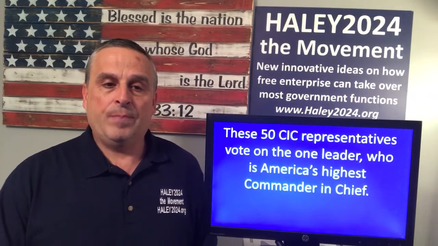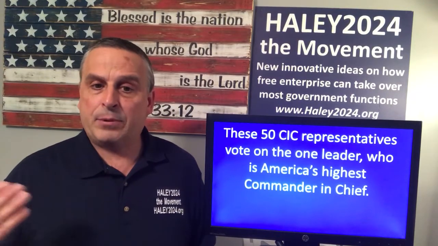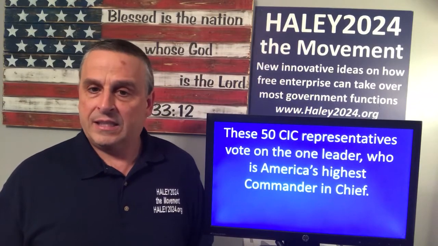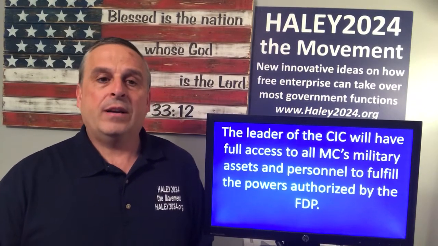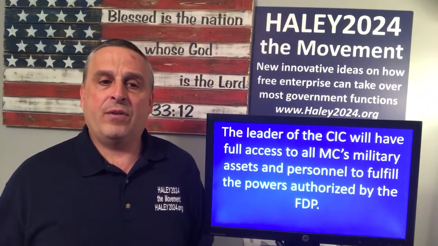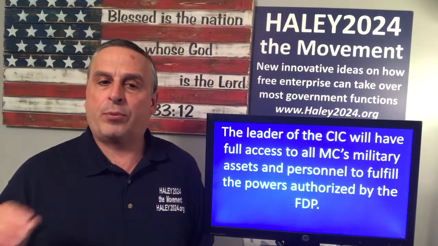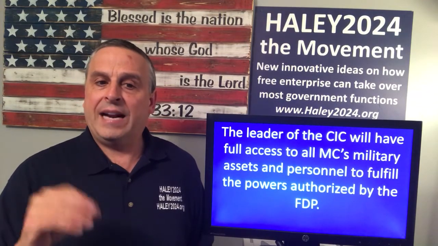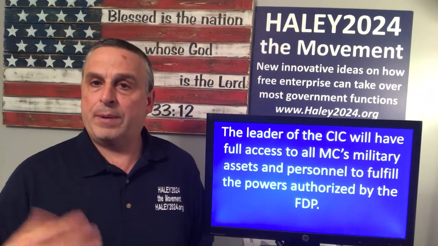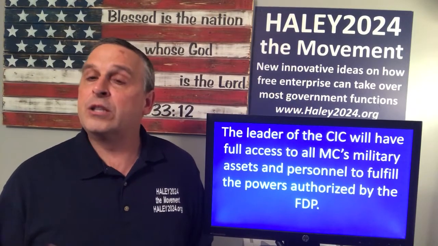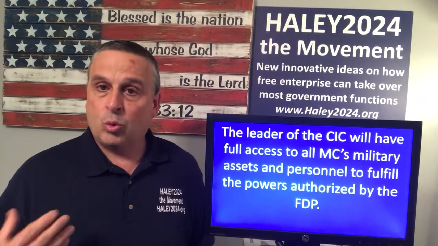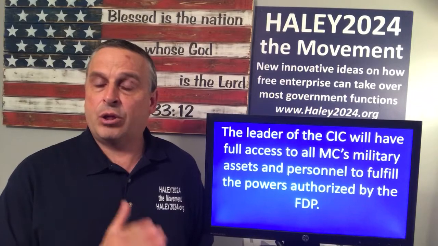Okay, let's keep on going. These 50 CIC representatives vote on the one leader, the top commander-in-chief. We're going to call him the president if you wish, but we'll just call him the top CIC. Okay, the leader of the CIC will have full access to all military corporations' assets. These military corporations, called MCs, they're military assets. He has the full ability. If he needs it, he's allowed to use the aircraft carrier, the planes, the tanks, the personnel. He can order them around as long as he has the authority to order them around.